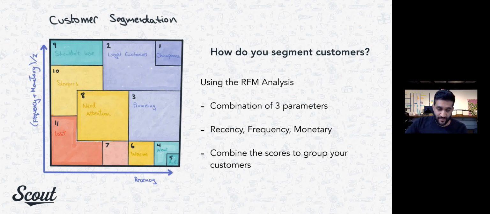RFM stands for recency, frequency, and monetary. R is the X-axis, which is how recently someone has bought. Frequency is how many times they've bought, and monetary is the total lifetime dollars they've spent on your store. We've added frequency and monetary together because they're highly correlated: as people buy more often, they likely spend more. So we added those two numbers together and divided by 2 to get the average.